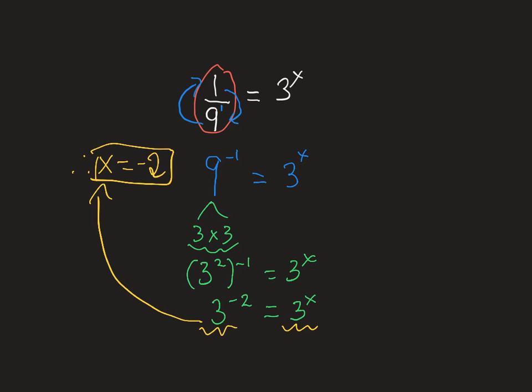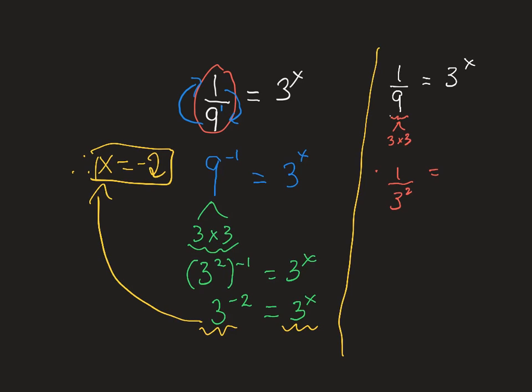Now, you could have also done this a second way. And the second way you could have done this, let's assume we left this as the fraction. This way might be a little bit of an easier way for some people to view it. The first thing you could do is right away realize that this 9 is 3 times 3, which would end up giving you 1 over 3 squared.